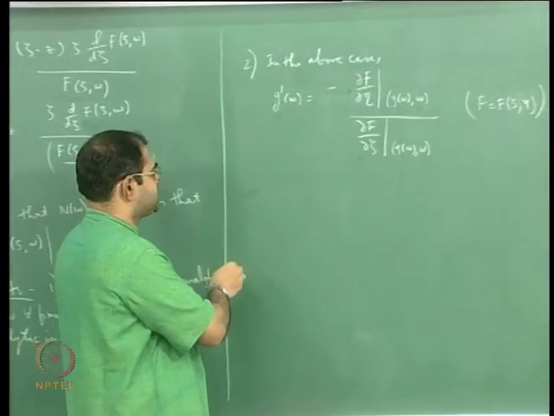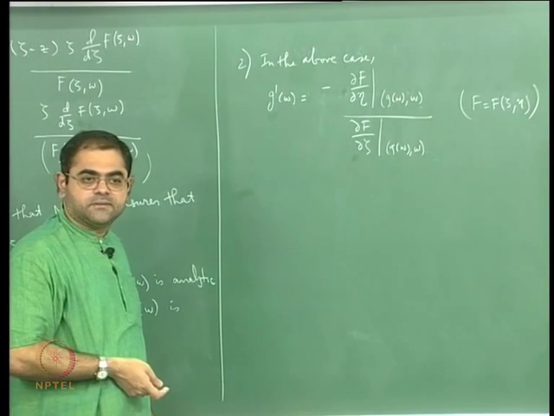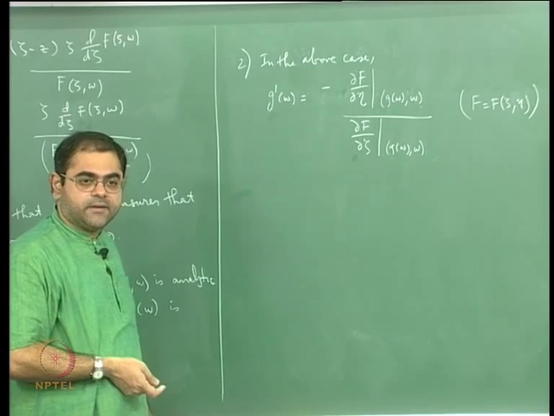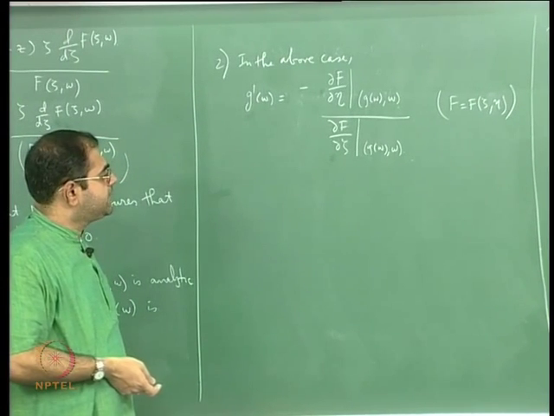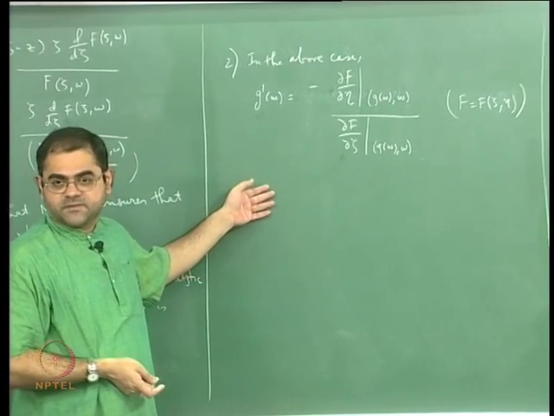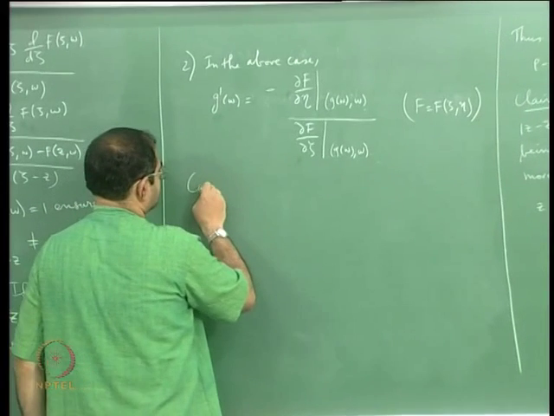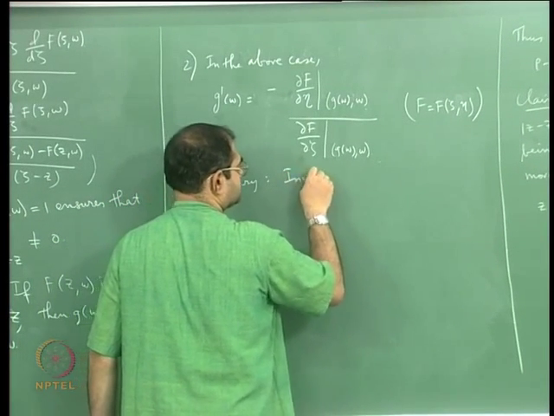But the point I want to say is this finishes the statement of the proof of the implicit function theorem. What I want to say next is why this implies the inverse function theorem. So, as a corollary, you have the inverse function theorem.